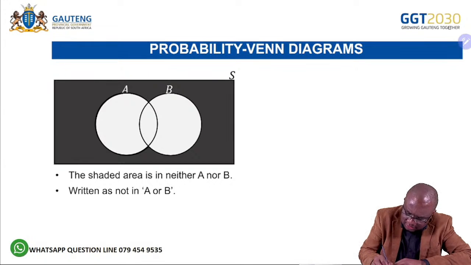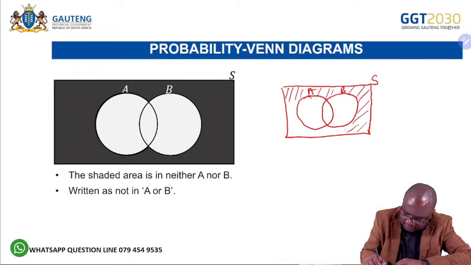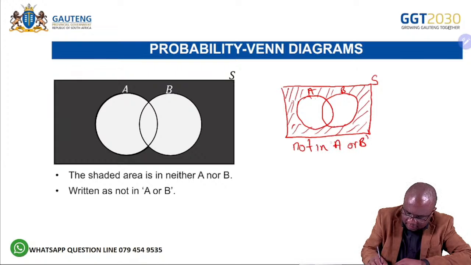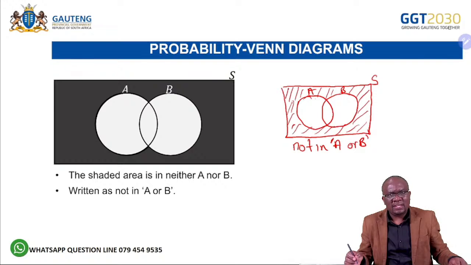Just draw like this. Let's move together so that when I finish, you're also finishing. Sample space. This is A. This is B. Then we're shading outside. Done. Then this means not in A or B. That's what it means there. Not in A, not in B.